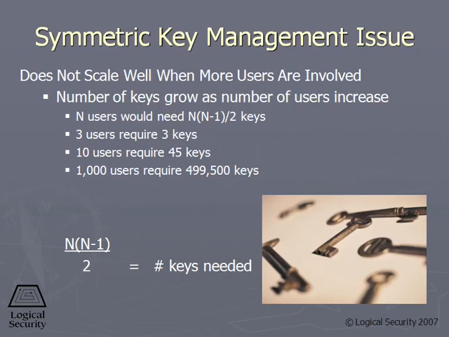So if it's 10 users, there's 45 keys. If there's 1,000 users, that's close to 500,000 keys. So that's another downfall with using just symmetric.